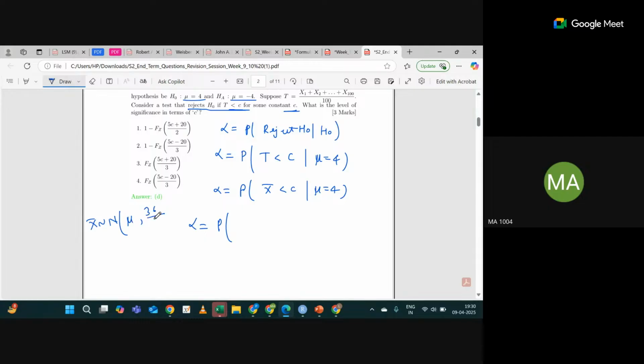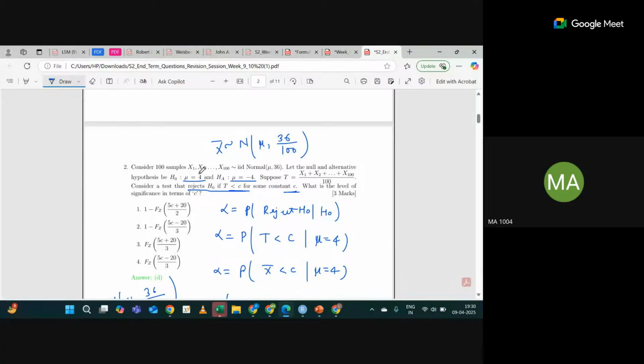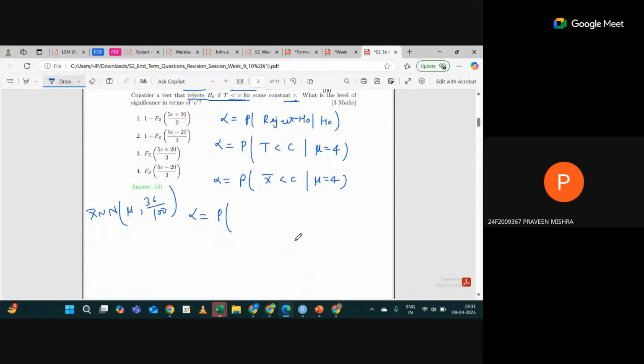So you can see from the question itself, we have drawn our samples from a normal distribution with mean mu and variance 36. Here sigma square is given to us, right? If sigma square is unknown to us, then this will be t with n minus 1 degrees of freedom, not z. Got the difference? Everyone is getting the difference or not?